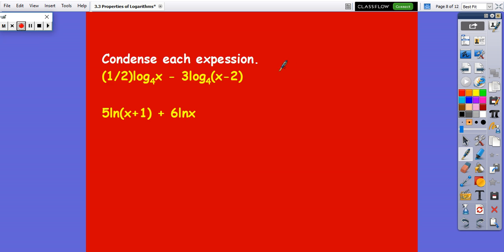Now let's go the other way and condense it. All right, so we need to take care of any number out front first. I want to take it and put it up here on the x. So log base 4 of x to the 1/2. Again, right here. This needs to go, oh, where's it go? It goes out here on the outside of the parentheses. So minus log base 4 of x minus 2 to the 3rd. And now I have subtraction. So I am going to divide.